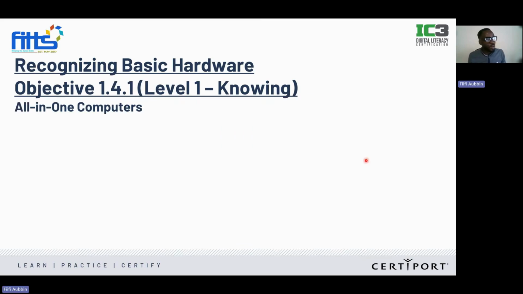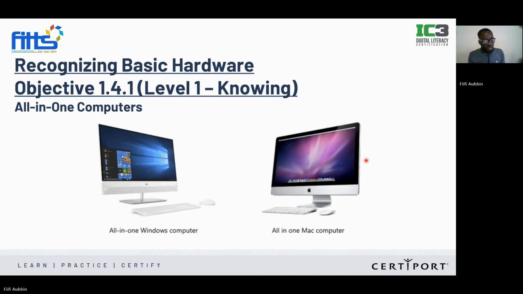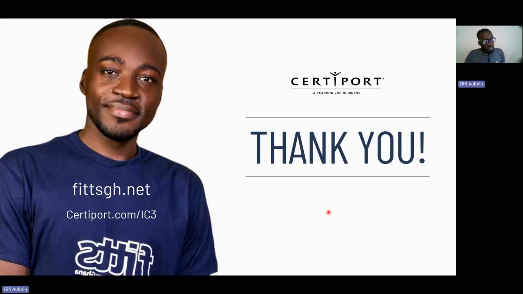When we come to our all-in-one computers, so we have the all-in-one Windows computer. So the system unit and everything is built into one, and all you need is your cordless keyboard and a mouse. Or if you want, you can just slot it into a USB port. So that is essentially it for this lesson, understanding basic hardware.